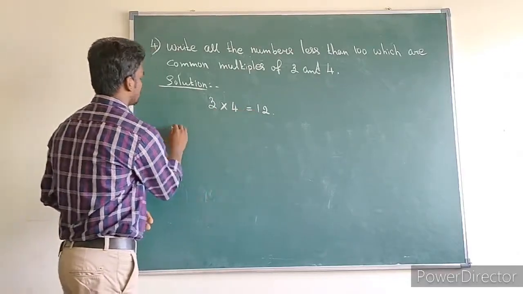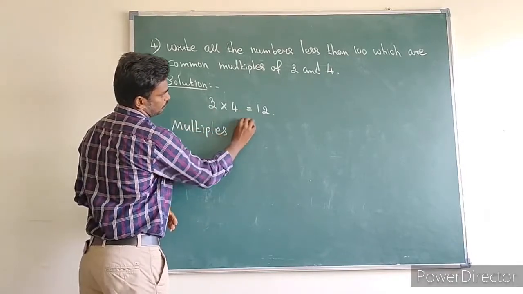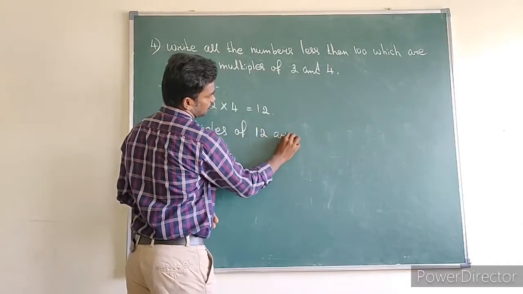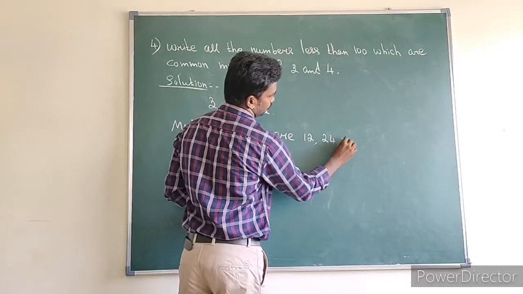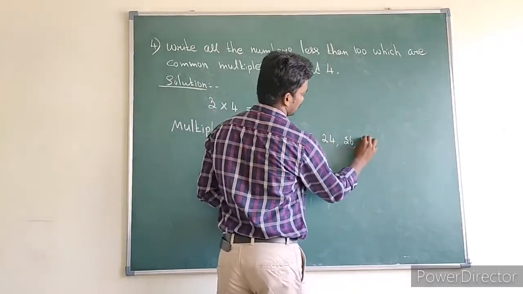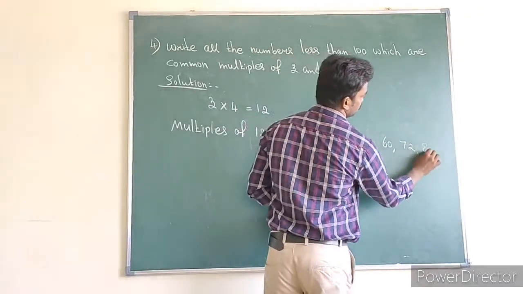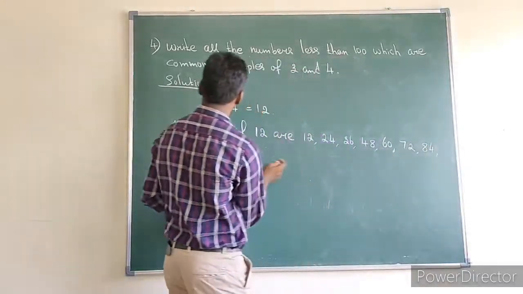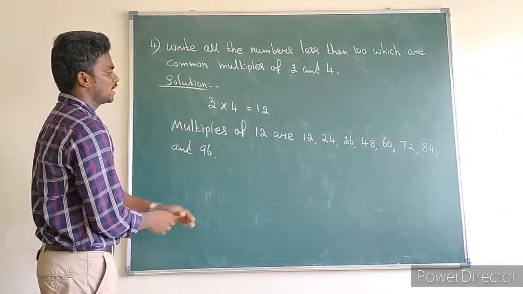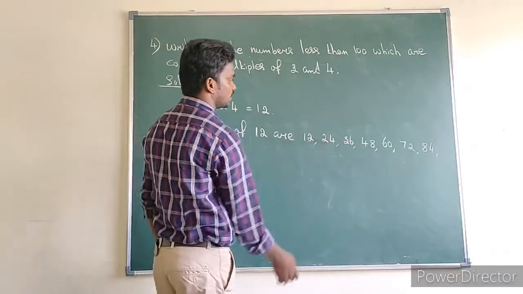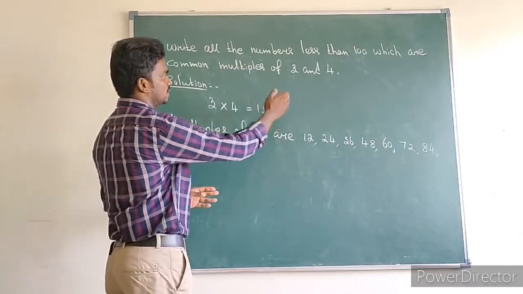So what are the multiples of 12? 12, 24, 36, 48, 60, 72, 84 and 96. So multiples of 12 are 12, 24, 36, 48, 60, 72, 84 and 96. Which are the multiples of 12 that are less than 100?